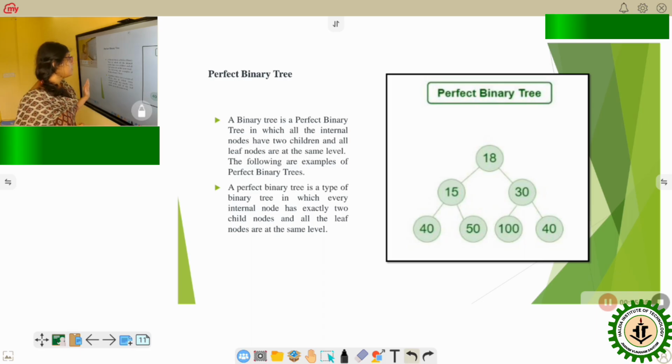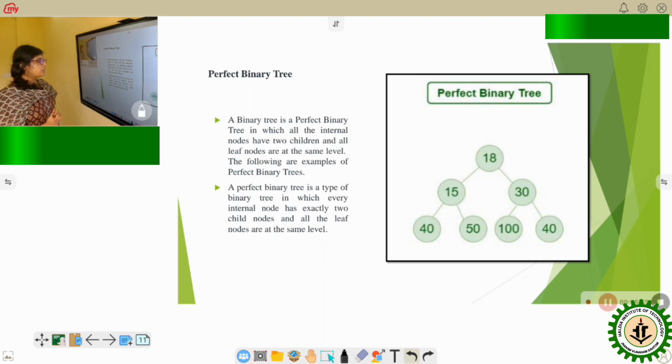A binary tree is a perfect binary tree in which all the internal nodes have two children. See, in this binary tree representation, what are the internal nodes that are present? 15, 30. These are the internal nodes. And what are the leaf nodes? 40, 50, 100, 40. These are the leaf nodes in this binary tree. So, the internal nodes are having two children. 15 is the internal node having two children, 40 and 50. 30 is the internal node having two children, 100 and 40. So, the condition of a perfect binary tree is satisfied in this representation.